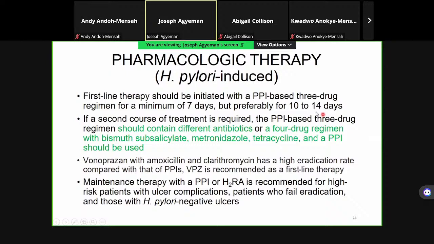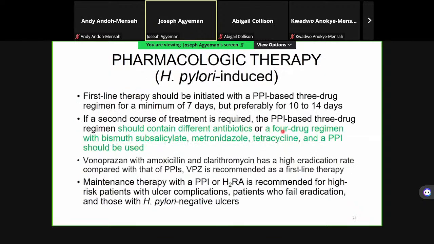So in case you take this and the healing is not up to the level that you want, and of course you may want to do a second course, then you do the PPI treatment with different antibiotics, because it means that with the first one, there was some problem. That is why you did not get what you wanted. So of course, you wouldn't go with the same combination. You take the PPI, then you take different antibiotics that weren't used before.